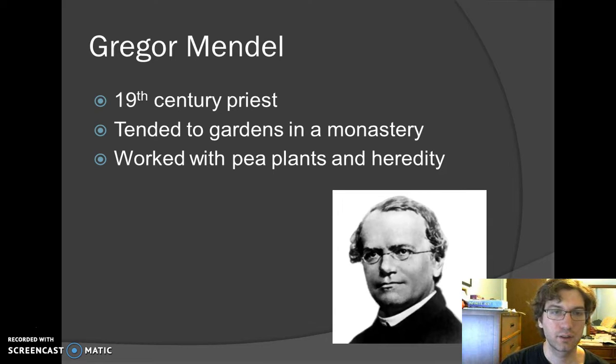He worked in a monastery in Austria, and he had a secluded life, and he didn't really want to be there, but that's just how things ended up for him. He spent a lot of his time working with pea plants, crossbreeding, taking notes, and doing experiments, and eventually he's going to come up with our theory of heredity.